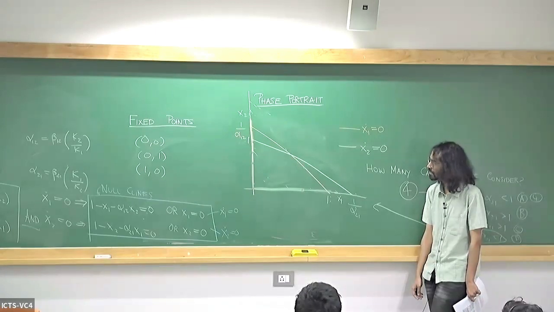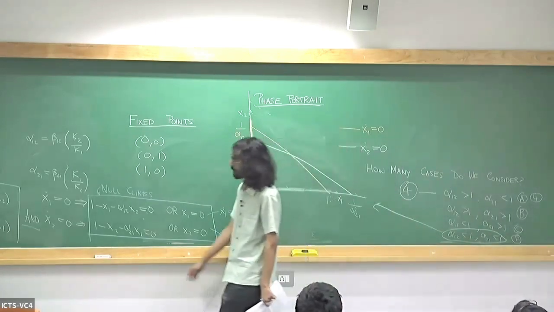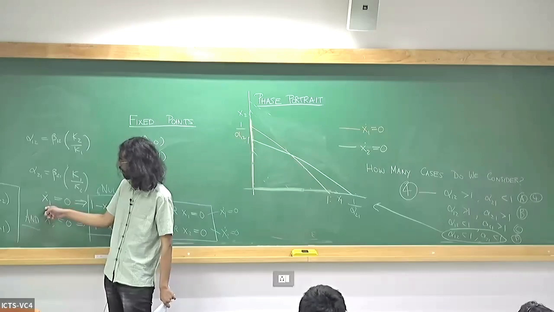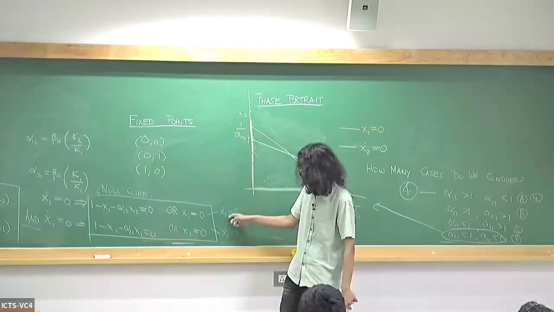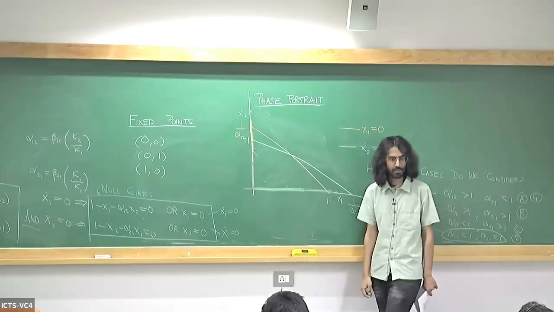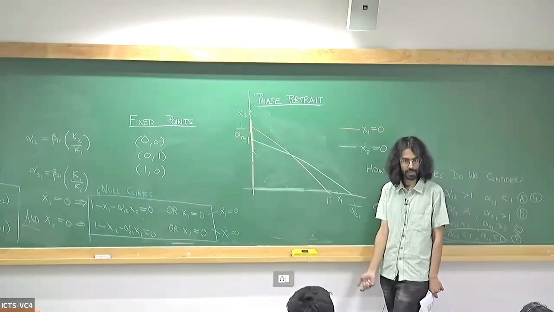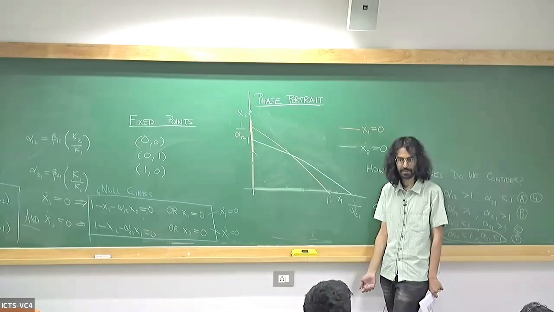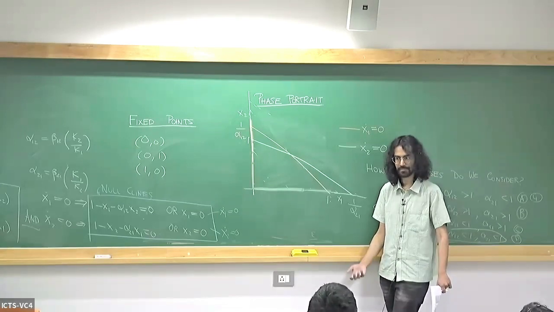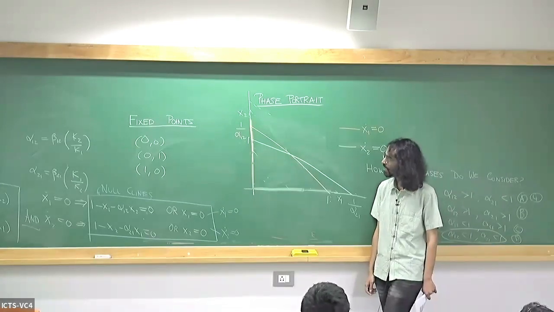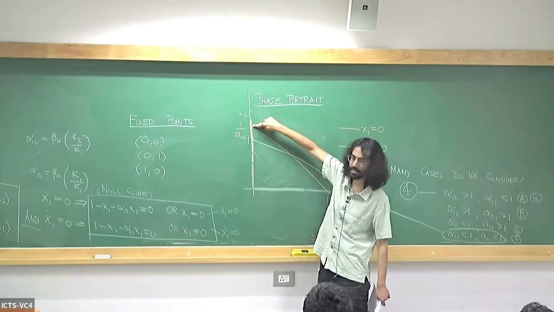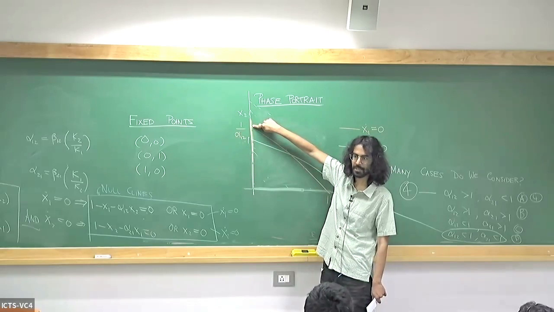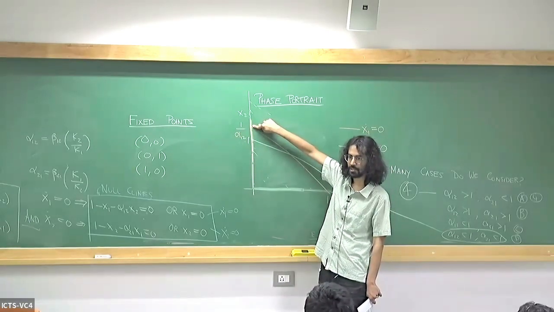Yeah, the intersection. So remember, to find fixed points, we need x1 dot to be 0 and x2 dot to be 0, right? We know that each of these conditions is a line. So for both of the conditions to be simultaneously satisfied, we need lines to intersect. Now, do we need any lines to intersect? These two lines also intersect here. Can this be a fixed point? Ready? 3, 2, 1.